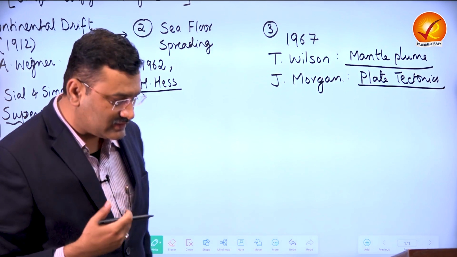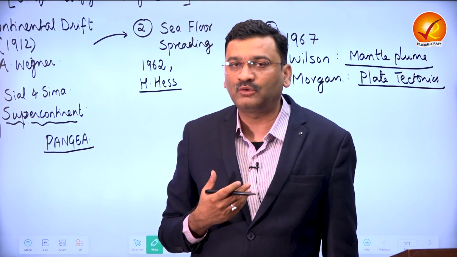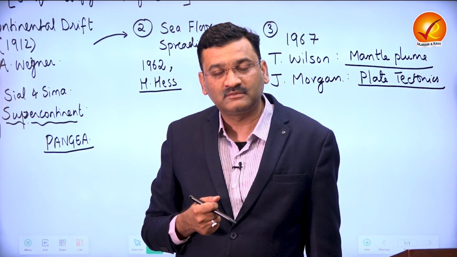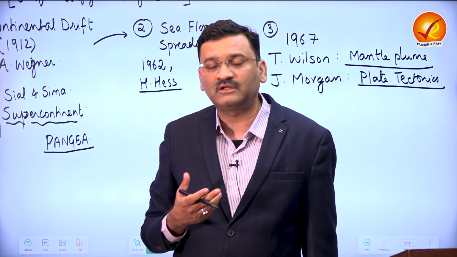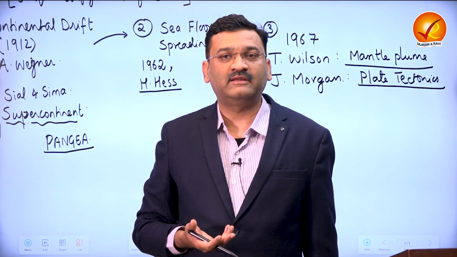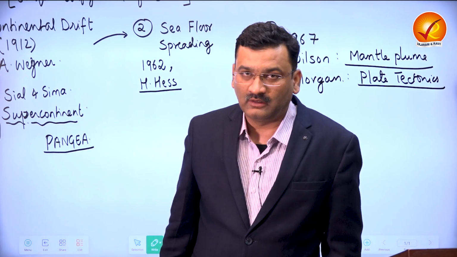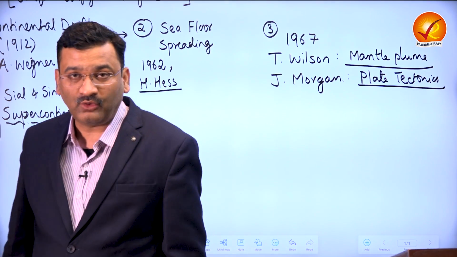So we can understand this in this way, that we had some idea about continental drift, but it was not very logical or scientific. Similarly, there was sea floor spreading, but this also could not justify the formation of the ocean floor.